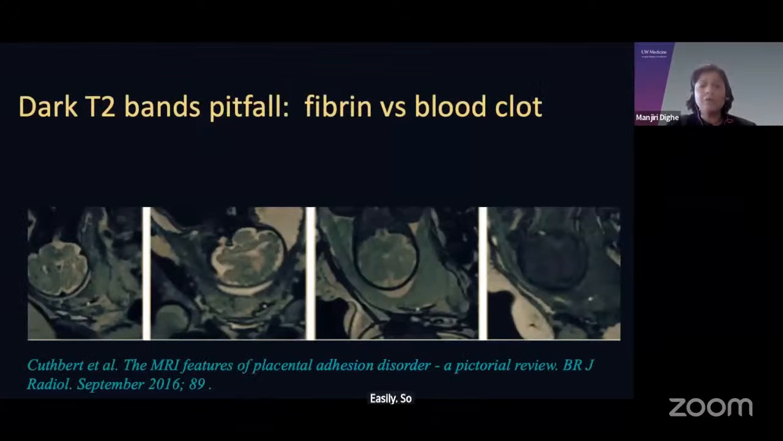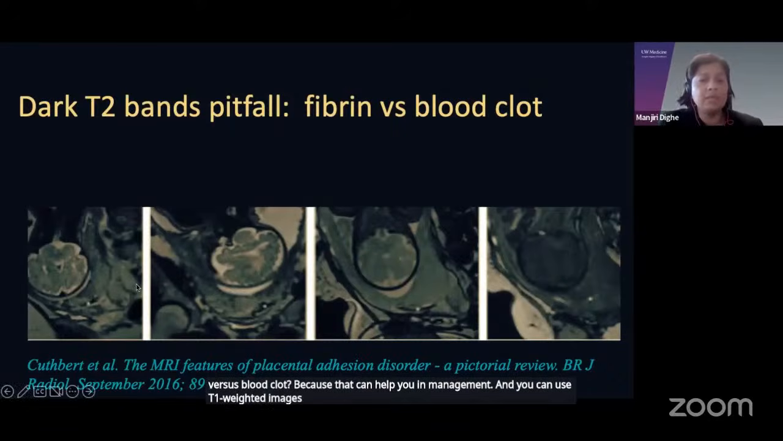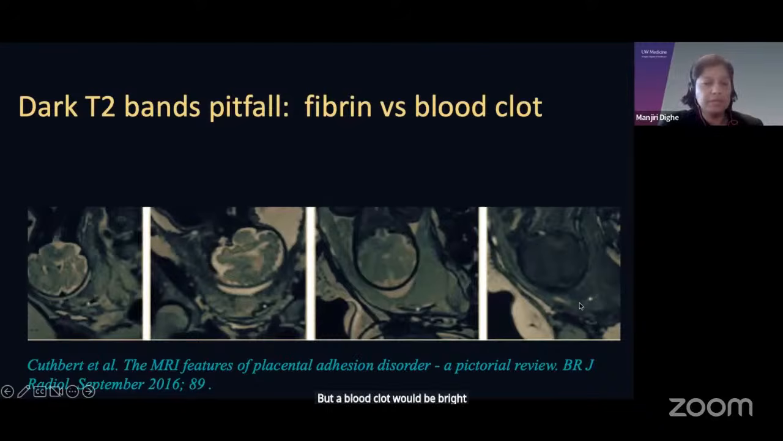So here's an example. How do you differentiate between fibrin versus blood clot? Because that can help you in management. And you can use T1 weighted images. When you're looking at dark intraplacental bands, these are not bright on T1 weighted images, but a blood clot would be bright on T1 weighted images.